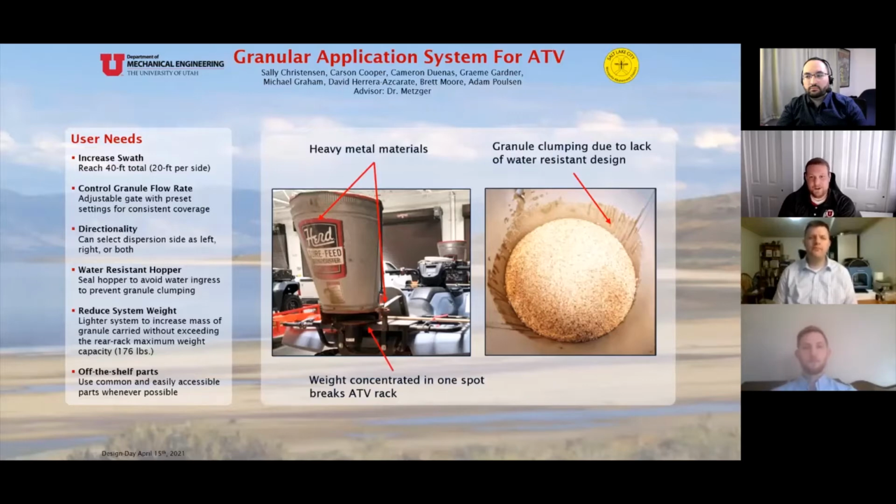They also wanted a water-resistant hopper because, as you can see in the image on the right, when water gets into the hopper, the granule clumps and is difficult to get out of the hopper. They also wanted to reduce the weight of the system, as the current system is quite heavy. And they want the system to consist of parts off the shelf because they need replacement parts to be available to them.